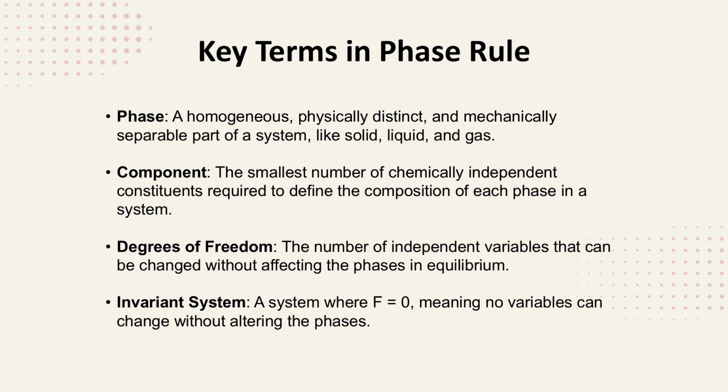In phase rule analysis, understanding key terms is crucial. Phase: a physically distinct, mechanically separable part, such as a solid, liquid, or gas. Component: the minimal set of chemically independent substances defining each phase's composition. Degrees of freedom: variables that can change independently without altering the phase equilibrium. Invariant system: a system with 0 degrees of freedom, meaning no variables can adjust without disturbing equilibrium.